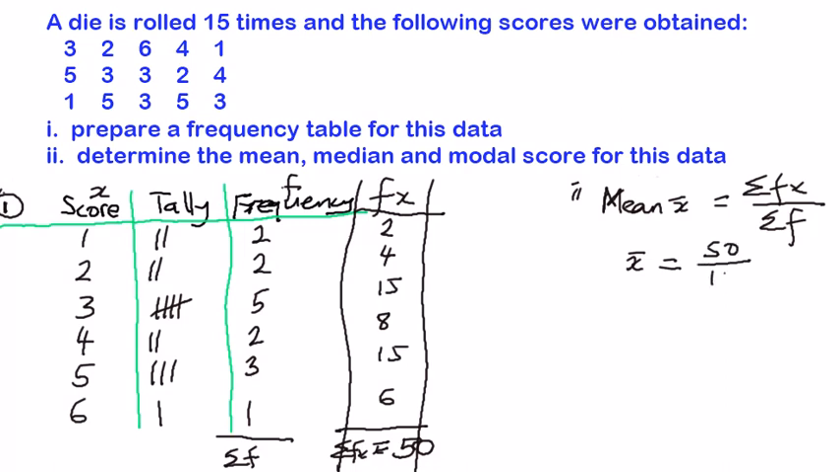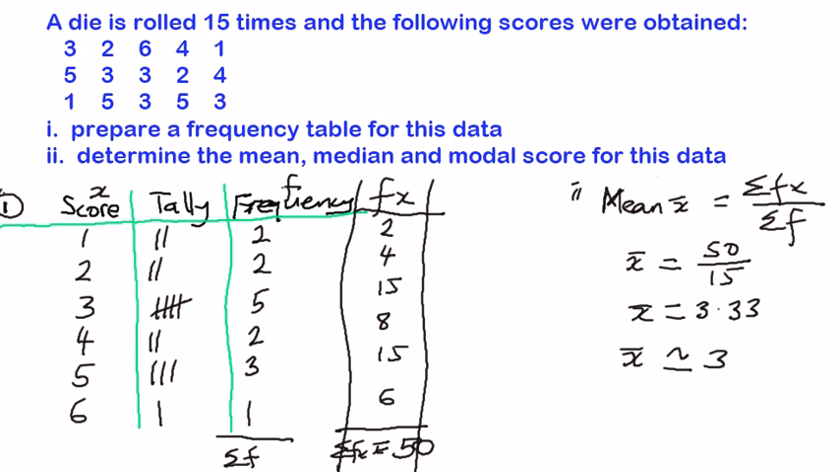Good. So we can then proceed by saying our mean is equal to 50 divided by 15, which gives us 3.33. And since each of the scores here is a whole number, we can approximate our mean to be 3. That means the average of this set of values is 3.